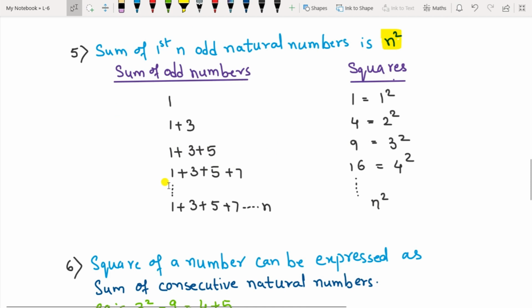So here 1 plus 3 plus 5 plus 7, the total numbers here are 4. So this total counts out to be 16, so it is the square of 4. So this way also you can remember: if n number of terms are given, it will be the square of n terms, and the square will be n square.